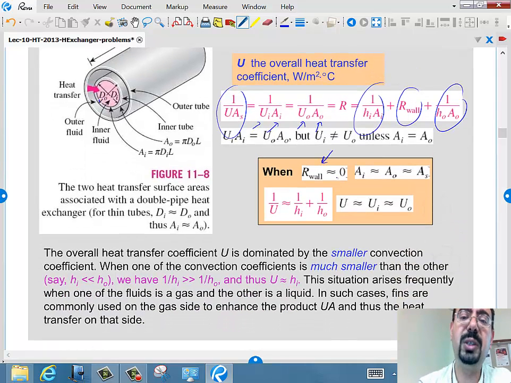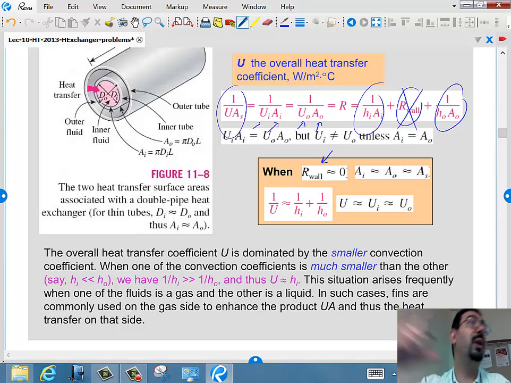And this is when we say usually the conduction is really tiny compared to the convection on the inside and outside. So we basically just say R is 0. Right? And if the pipe thickness is really small compared to its diameter, then area in is the same as area out. It's basically just area. And that makes those 3 guys just one number, the overall heat transfer coefficient.